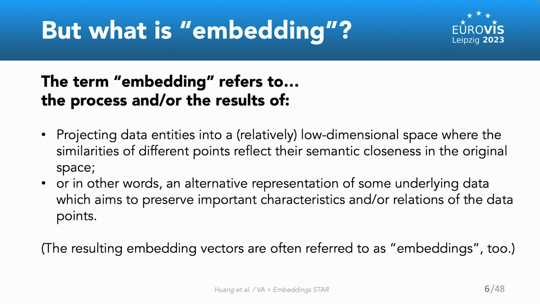The semantics of the word embedding varies under different contexts. In this survey, we explicitly refer to embeddings within the visual analytics context as the process or the results of projecting or representing data entities onto a lower dimensional space, where the similarities of points reflect their semantic closeness in the original space. Both the resulting embedding vectors and the spaces are referred to as embeddings.